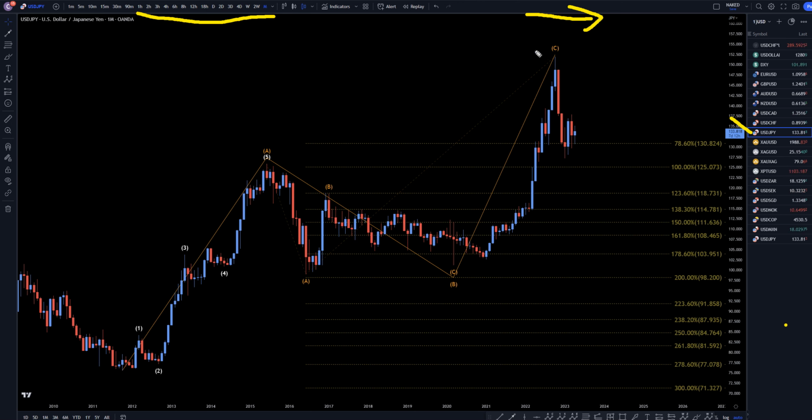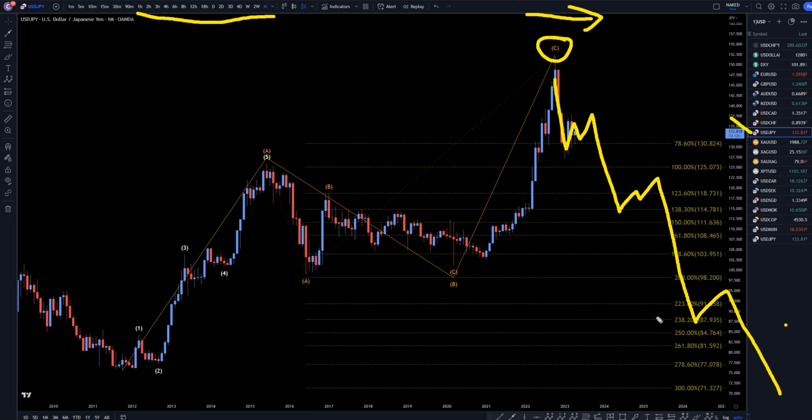So on the US dollar yen, I still think there's a very good likelihood this is the end of a wave C. If that is the end of a wave C, then this will end up continuing the downtrend, making lower lows, lower highs, probably eventually going all the way down and taking out this low. Because that's what happens when you have the end of an ABC correction, whether you're on the monthly, the 1 minute, or anything in between.